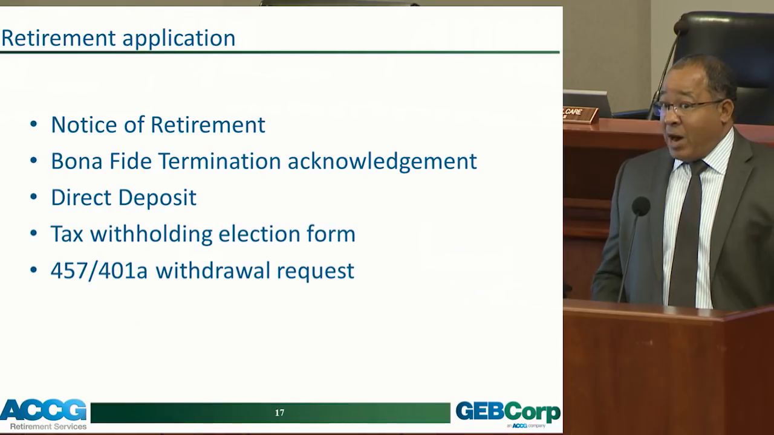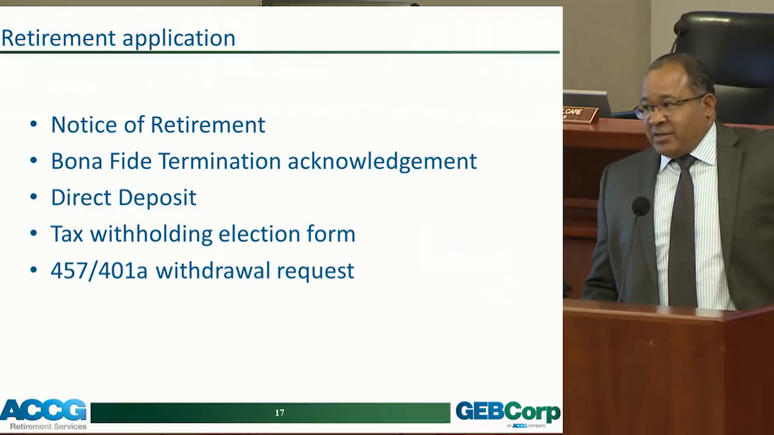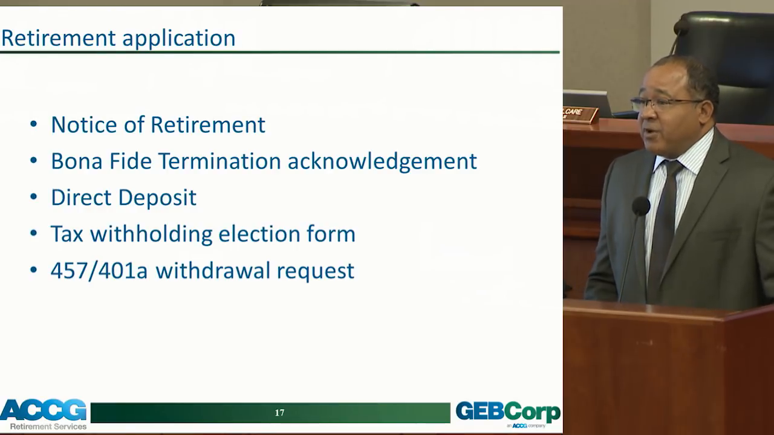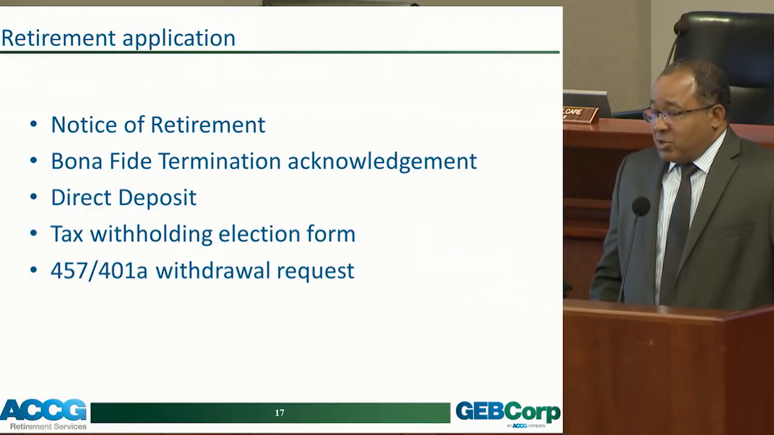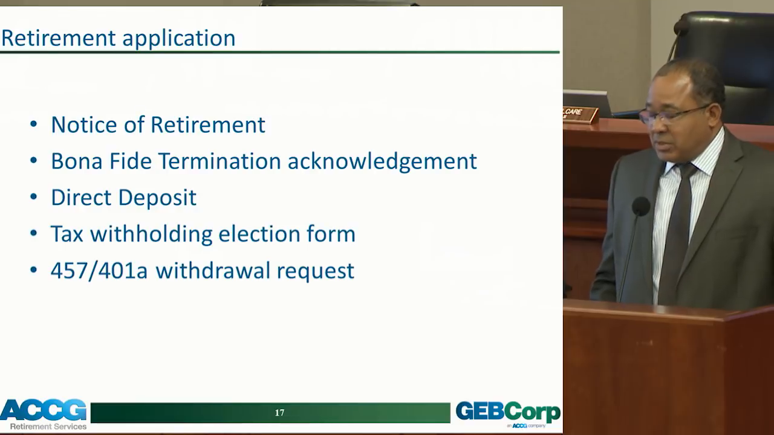Okay. So we'll do a direct deposit form. Again, pension checks, defined benefit checks, are required to be paid to you via direct deposit. That check is going to come from the ACCG Pension Trust. It is not going to be a Douglas County check. Okay, so that's why you have to do direct deposit, coming from a different source.